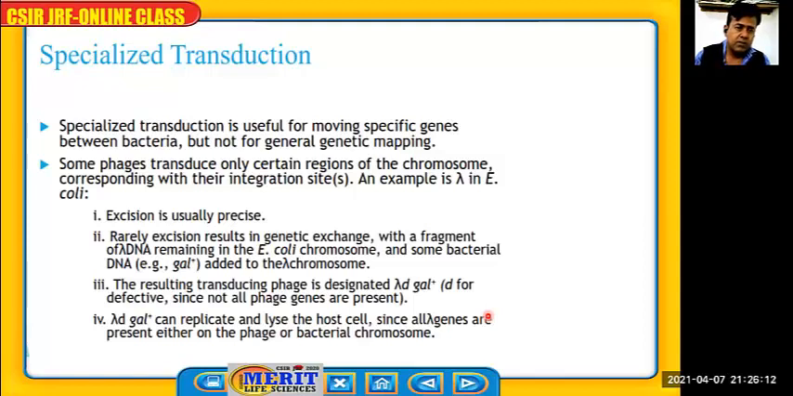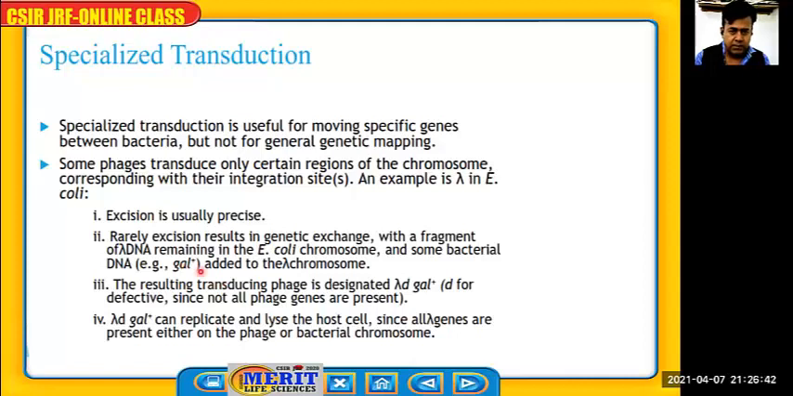Alright. So specialized, as you know, this is the term specialized. So this is really specialized, meaning excision is very precise. And rarely, excision results in genetic exchange, with a fragment of lambda DNA remaining in the E. coli chromosome and some bacterial DNA added to the lambda chromosome. And the third point, the resulting transducing phage is designated with a special name also.